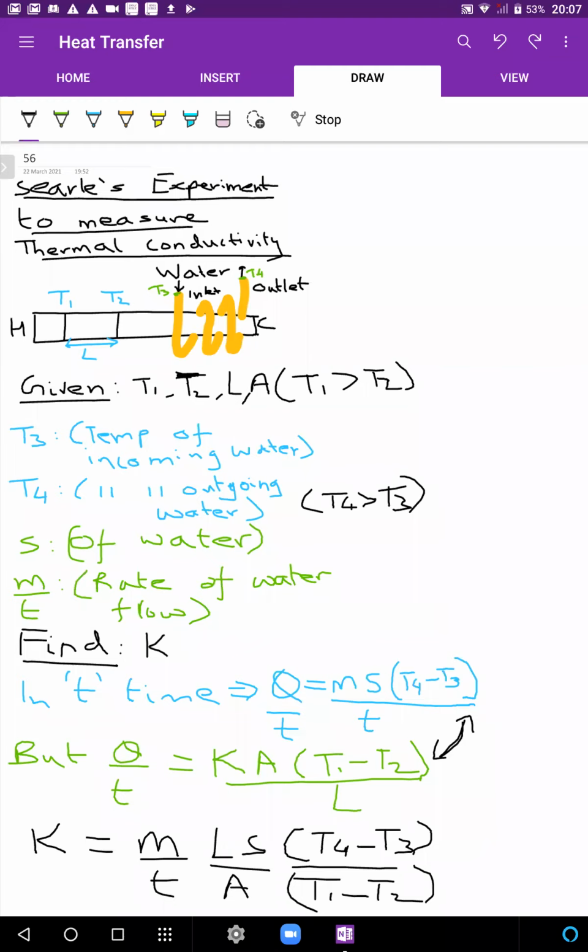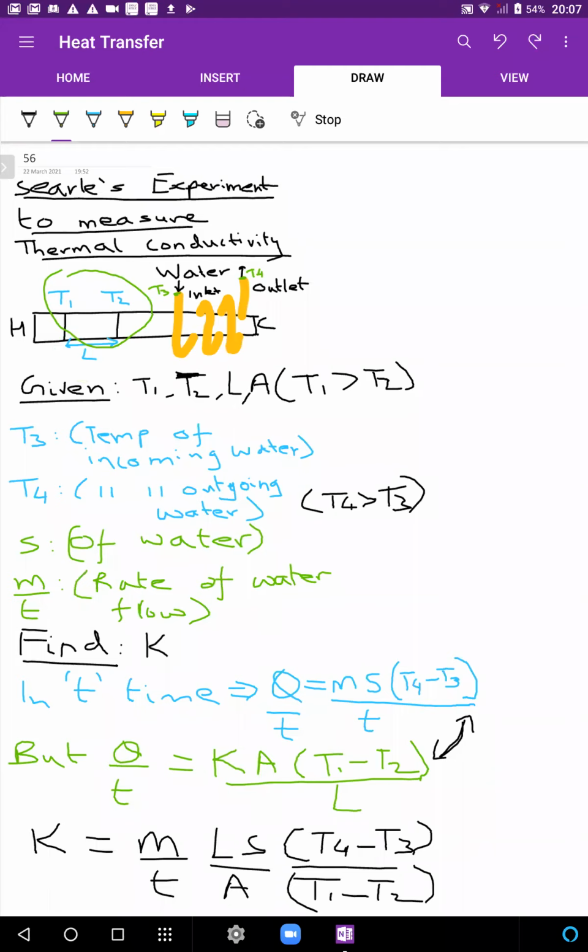Okay? Water का inlet temperature मतलब T3, water का outlet temperature T4. Water is flowing at the rate of 2 kg per second. That is m by t. पूरा का पूरा m by t को 2 kg per second से replace कर लो. Understood? They'll say there are 2 points having temperatures 90 and 100 separated by 2 centimeter. मतलब L is 2 centimeter.